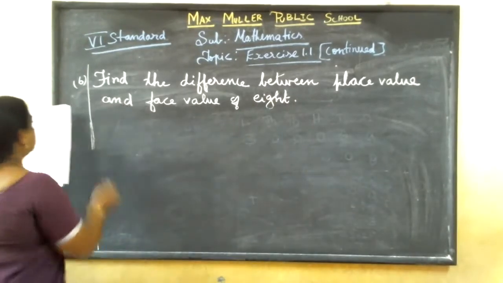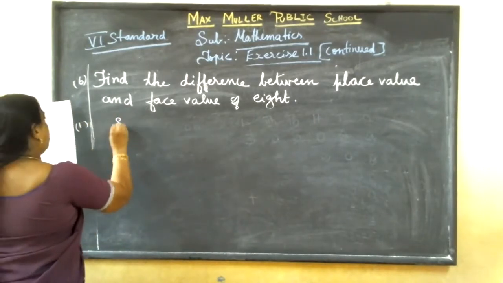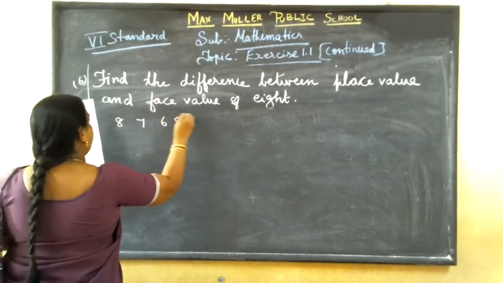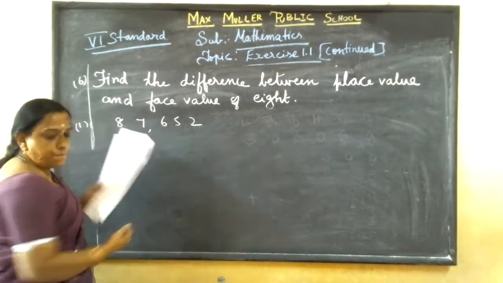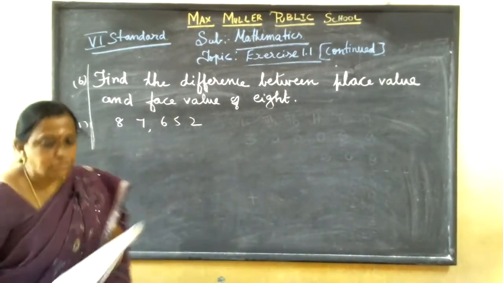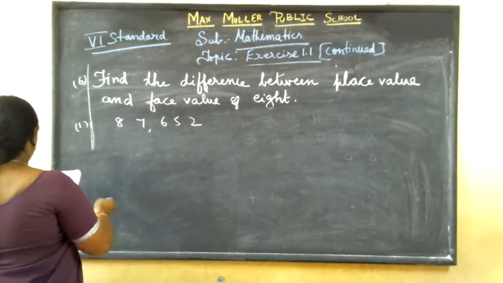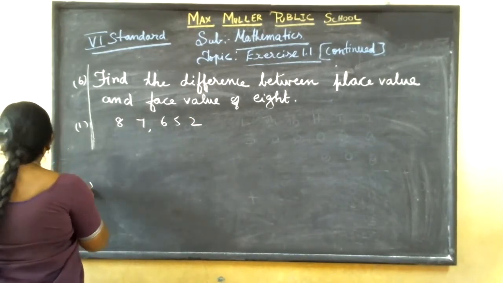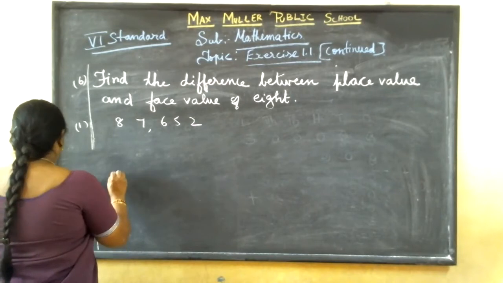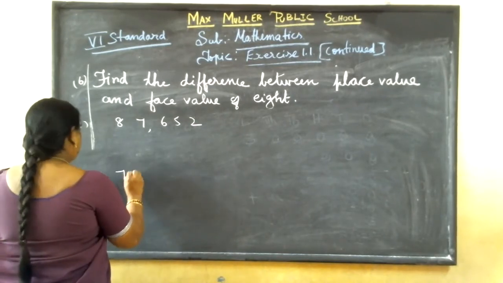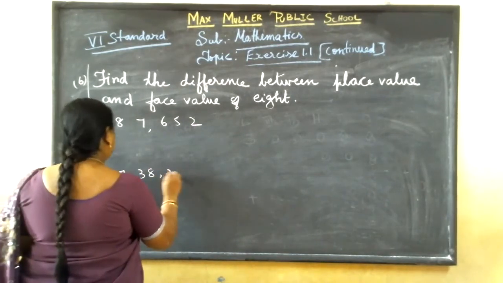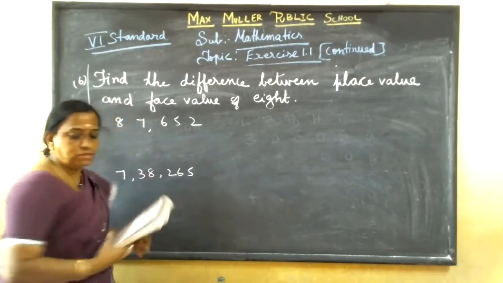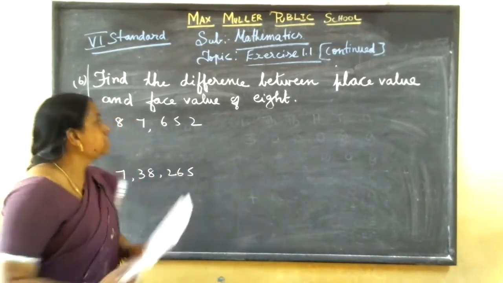So the first one: 8, 7, 6, 5, 2. I placed commas here. One more sum, two sums I will do. Then the second one: 7, 3, 8, 2, 6, 5. Yes. Now I'll read the question here.